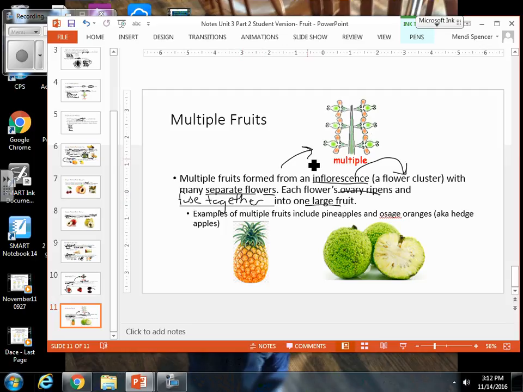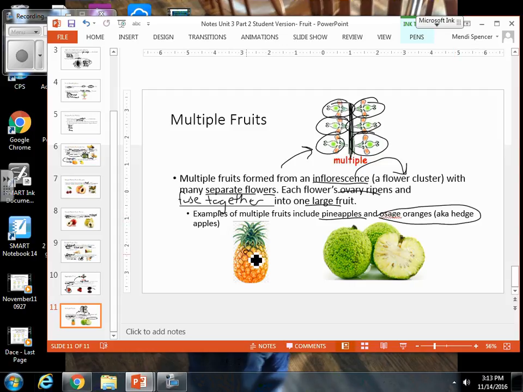So if you look up at the top, here's my one receptacle. Here is a flower with its own ovary. Another single flower. So there are actually 6 separate flowers, each with their own ovary, all attached to the same receptacle. So if we are looking at a multiple fruit, examples of that you have seen before are pineapples. You've also probably before seen Osage oranges. They're also called hedge apples.